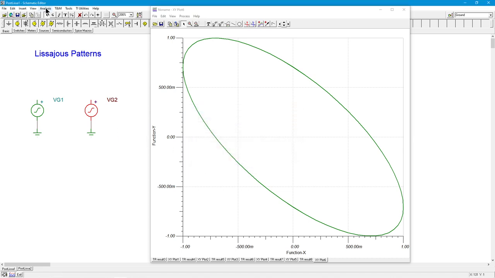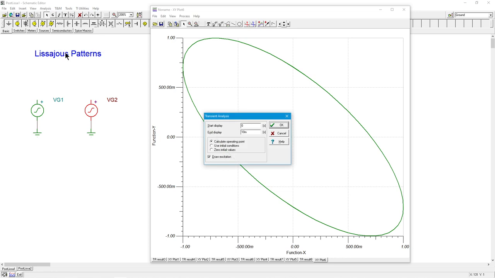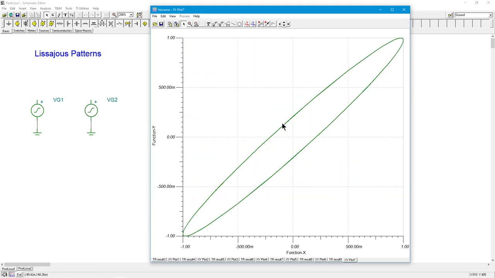Think about it for a sec. What do you think we're going to get? A skinnier ellipse. Turns out there's a formula that you can use that would indicate what the exact phase shift is, and I'll get to that in a sec. But you can determine what the phase shift in a system is.